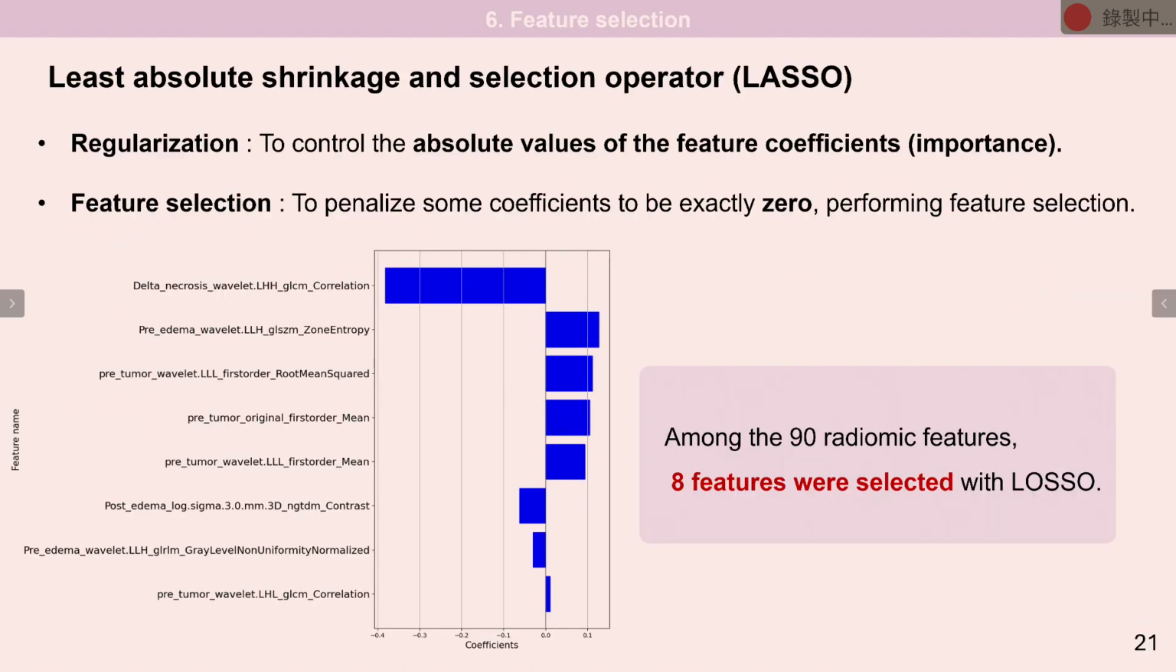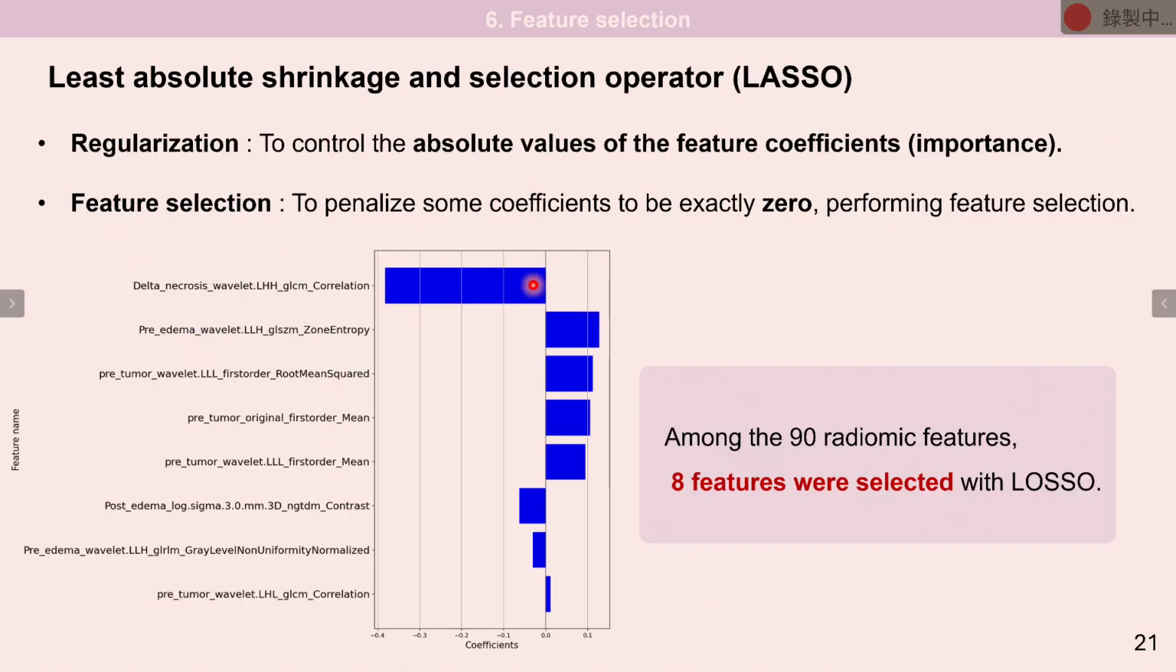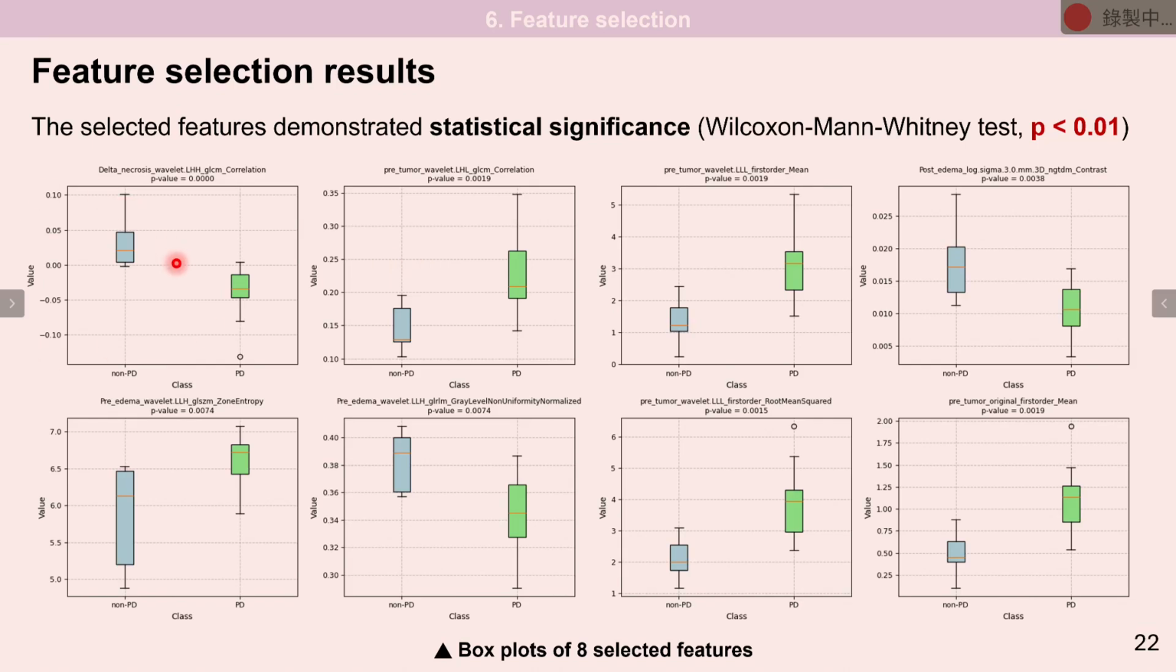Features with positive coefficients mean the feature has a positive correlation with the prediction target. Like you can see, the first feature has a negative coefficient, which means the feature has an inverse correlation with the target, which is PD. So in this feature, the value is lower in the PD class. And that is the meaning of these coefficients.